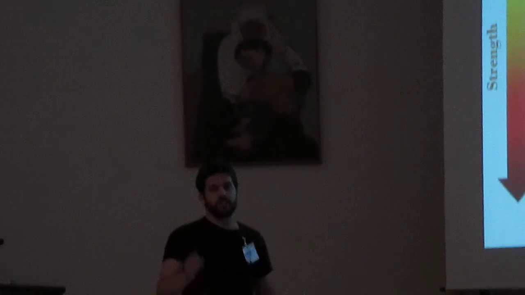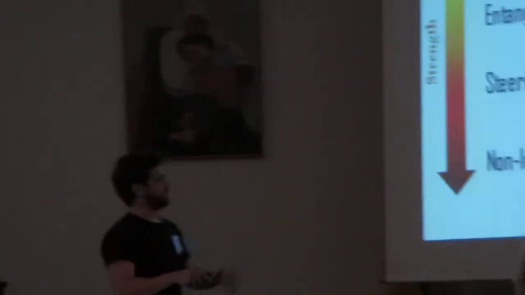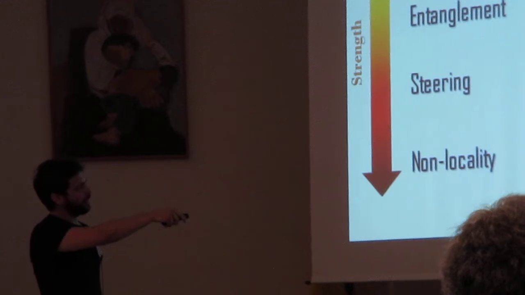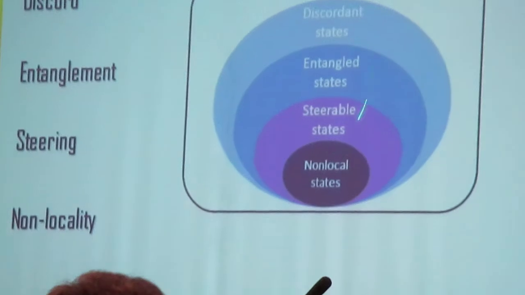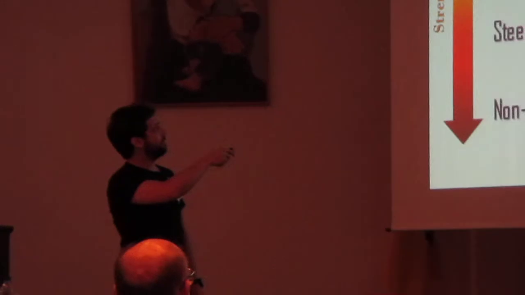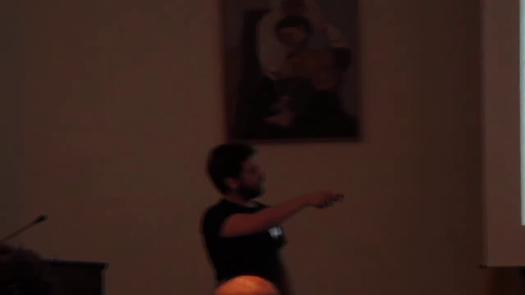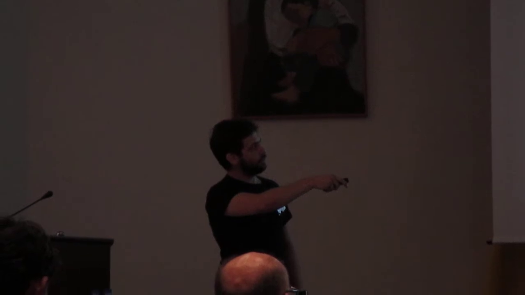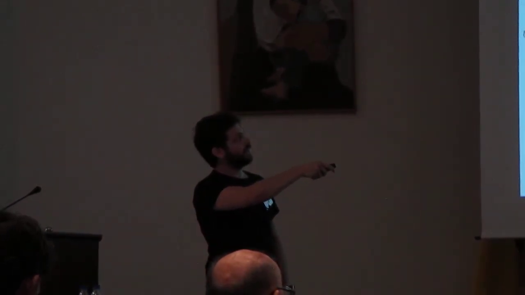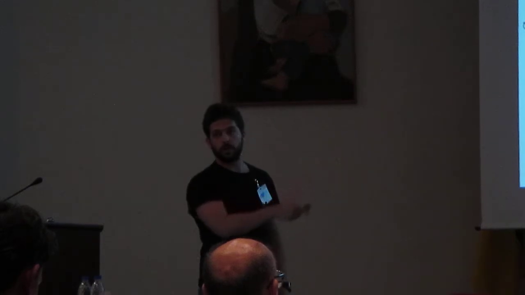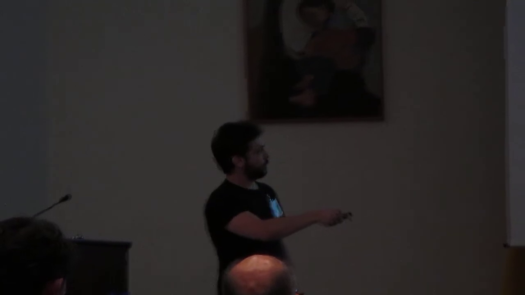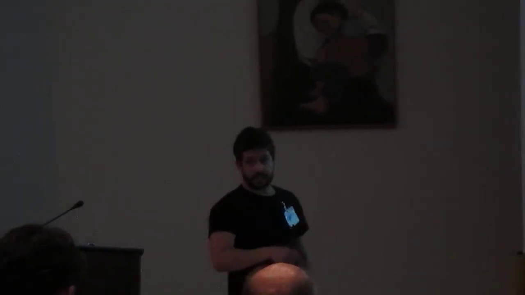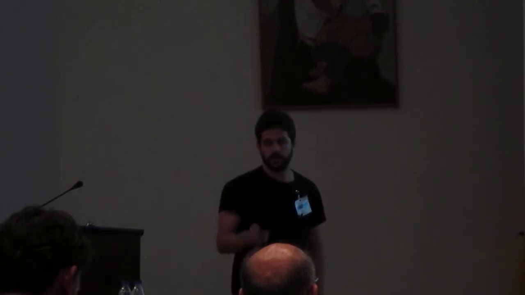So if we picture all the states geometrically, it is the following. If we take a non-local state, which is inside the darker set, it means that this point will be included in all the other sets. So if you have a non-local state, it belongs to the steerable states, and it is also entangled. If you take only a steerable state, it will not be included in the non-local states, but it could be entangled, and so on. So this is the hierarchy of quantum correlations. The weakest form of quantum correlation is the one at the outer edge, and the strongest form is non-locality. I will talk about this. In this talk, I will talk about entanglement, steering and non-locality.